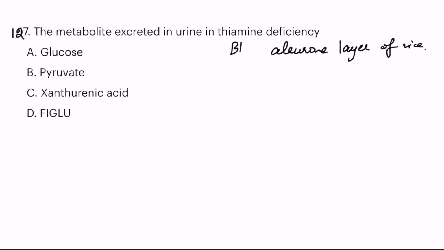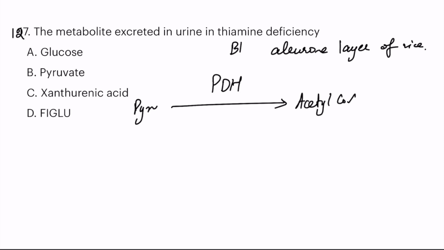So it has an important role along with the enzyme pyruvate dehydrogenase, which converts pyruvate to acetyl-CoA. In case this goes into defect, then this goes into defect and this goes to increase. So that's why pyruvate is seen in urine. That's the answer. So what are the diseases seen in B1 deficiency?